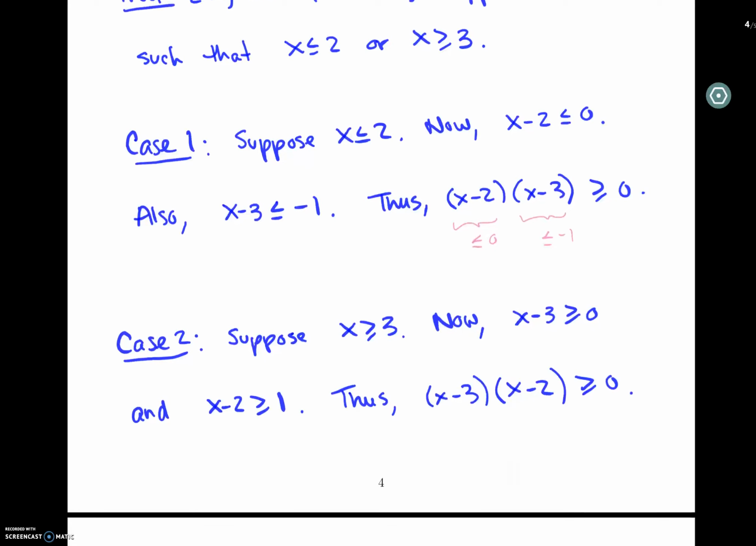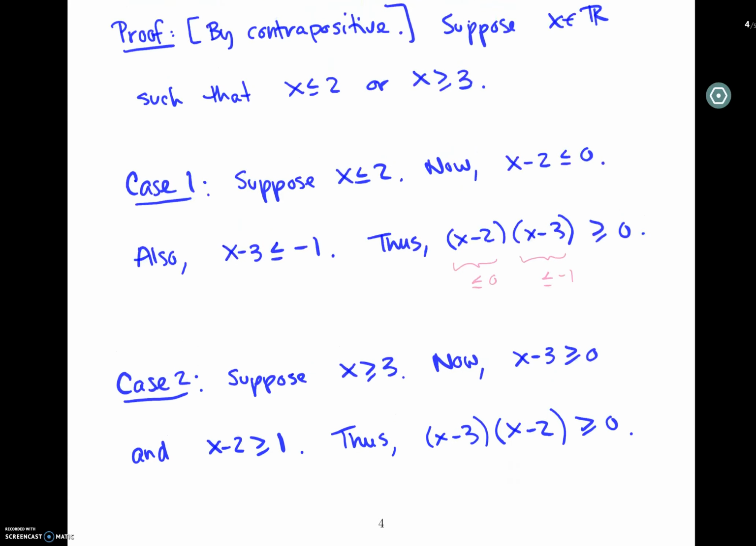Take a moment and think about why using "without loss of generality" is not appropriate in this situation. It's not appropriate because x is less than or equal to 2 and x is greater than or equal to 3 are very different statements. It's not like saying one or the other is even. These are two very different statements. We must consider the cases independently.